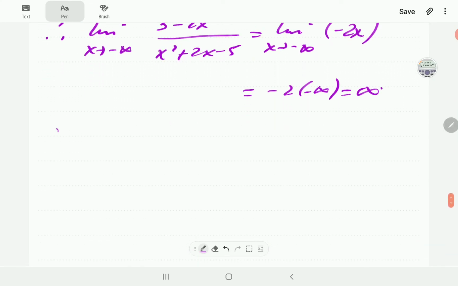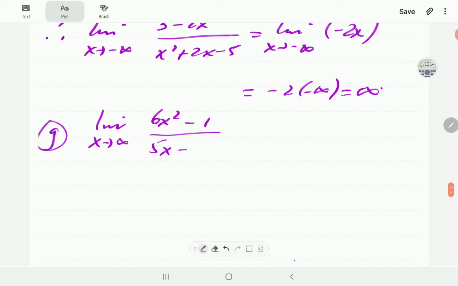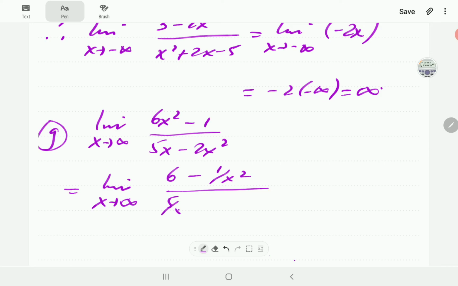we have got the limit as x goes to infinity of 6x squared minus 1 divided by 5x minus 2x squared. The highest power in the denominator is x squared. Dividing everything by x squared is going to give us 6 minus 1 over x squared in the numerator, 5 over x minus 2 in the denominator.